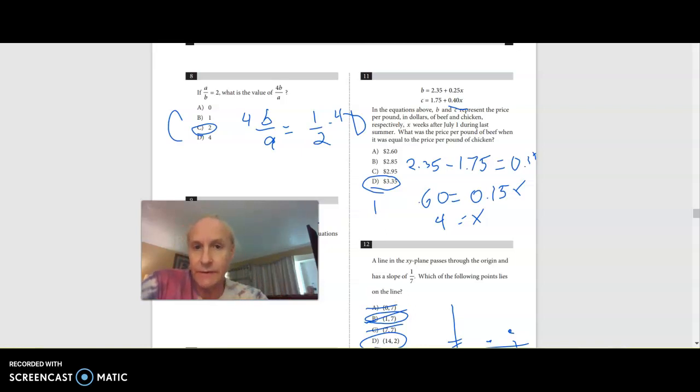We actually went under the time limit, which is 25 minutes. Time to fill in the little dots and double check my answers and so on. And hopefully you guys got some insight into how to do some of the problems.